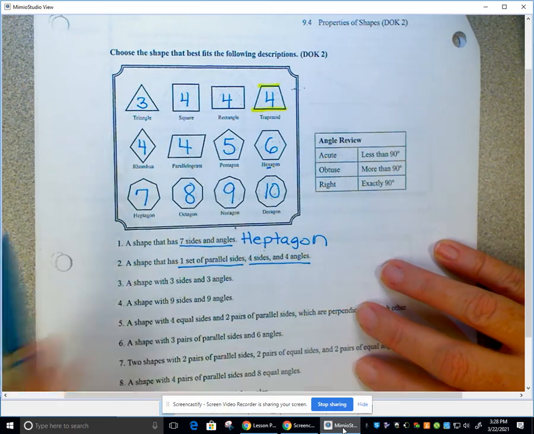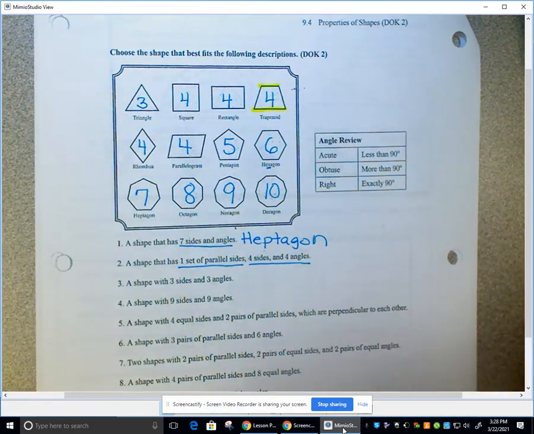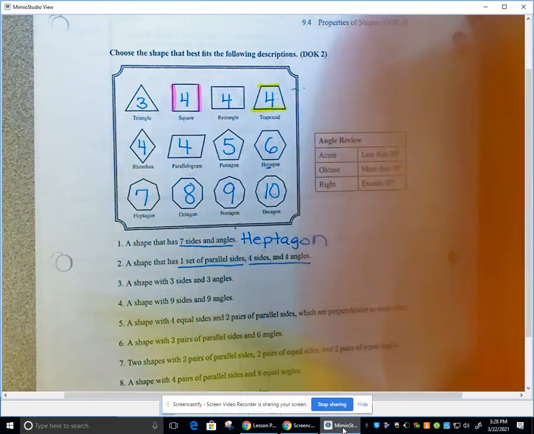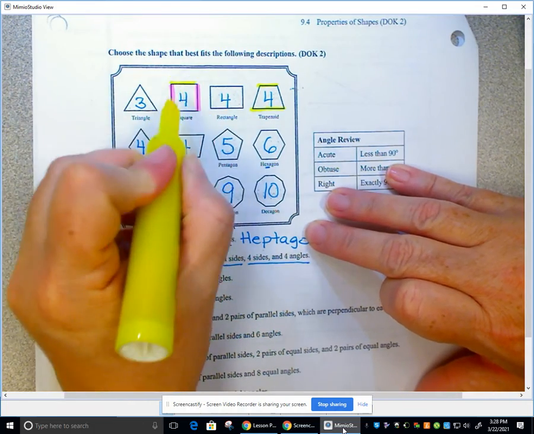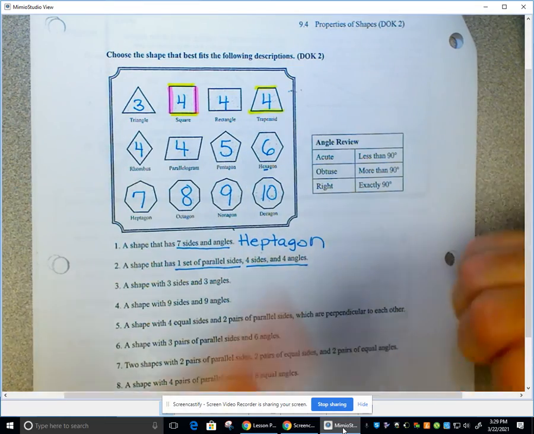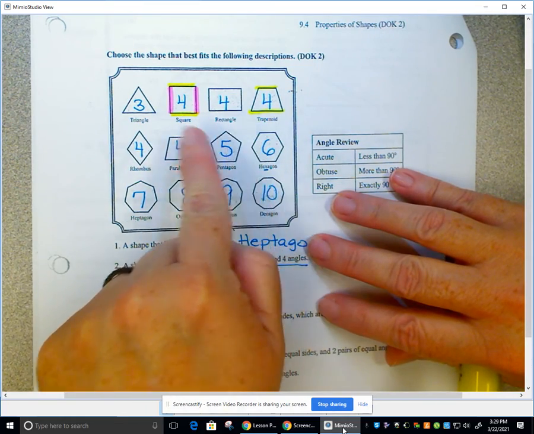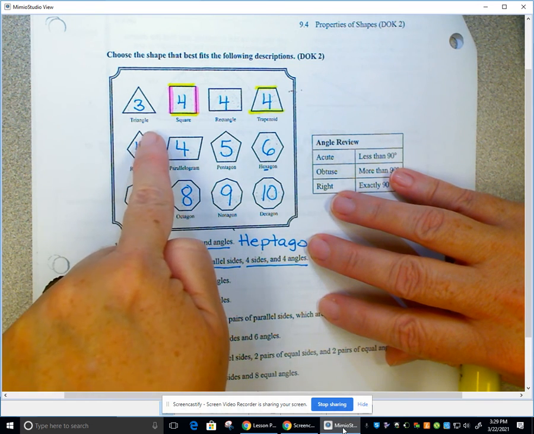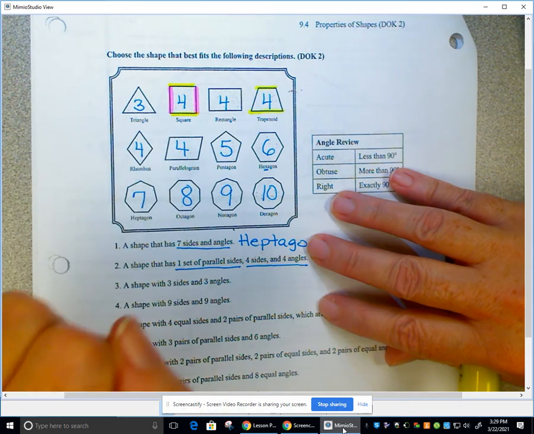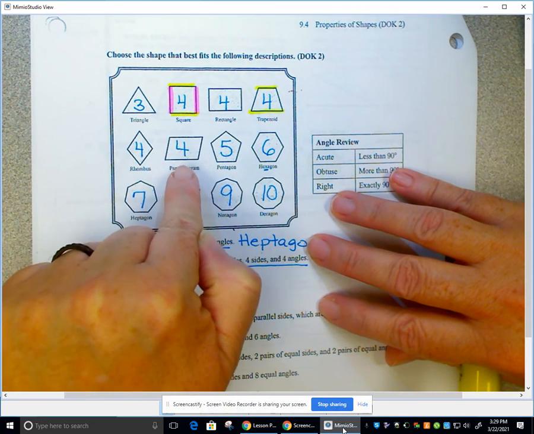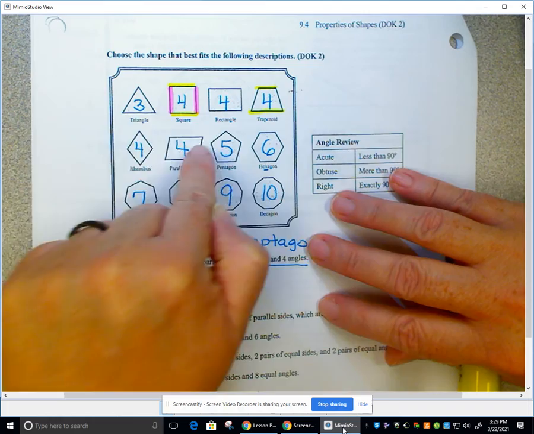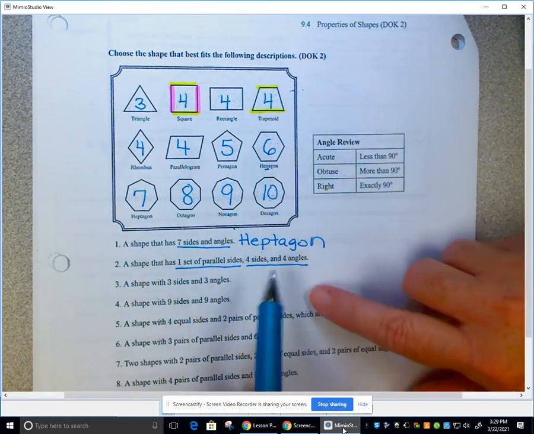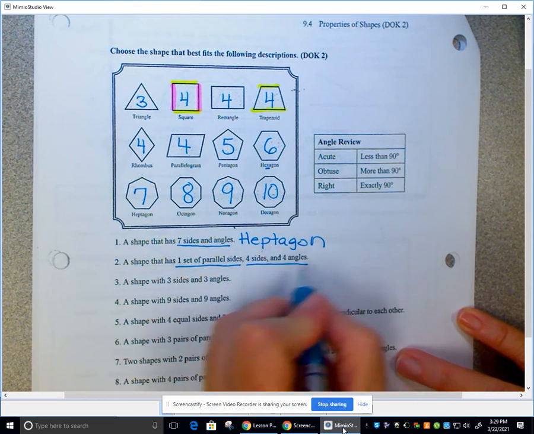This has 2 sets. If you'll notice, the left side is parallel to the right side. The top is parallel to the bottom. The same's true with a rectangle, a rhombus. This side is parallel to that side. This side is parallel to that side. A parallelogram, the top is parallel to the bottom. The left's parallel to the right. But the only one that's different is the old trapezoid, and it has 1 set of parallel sides.